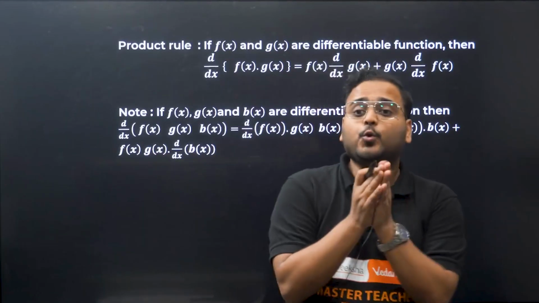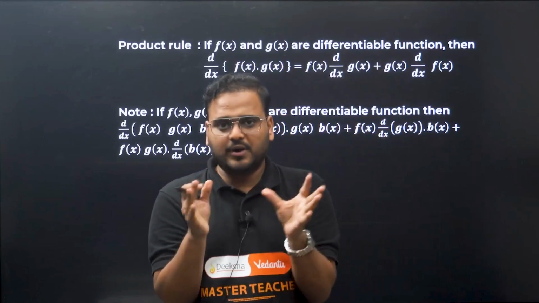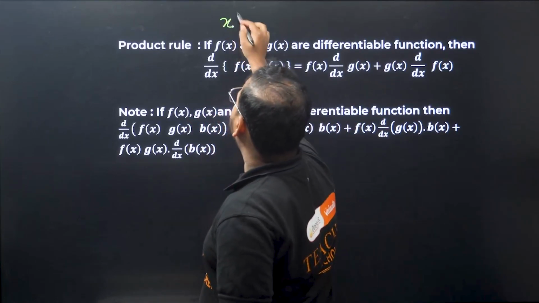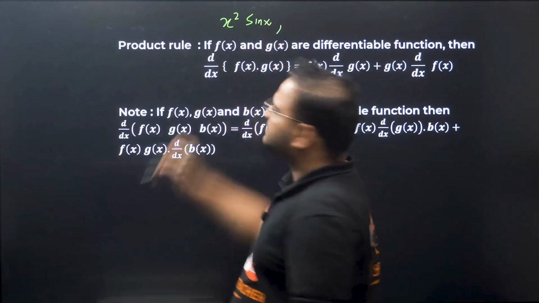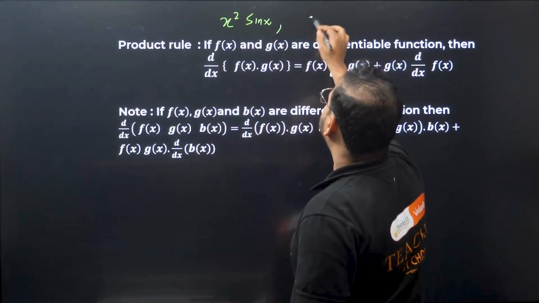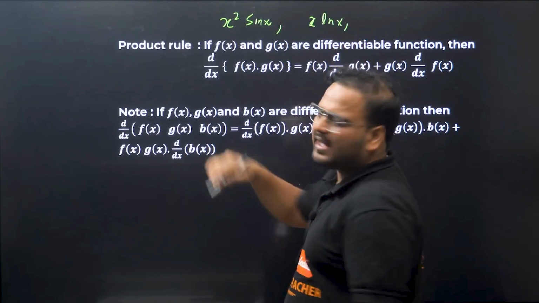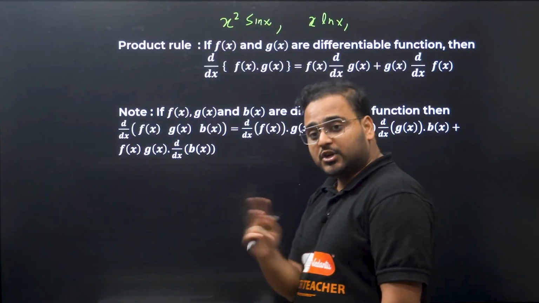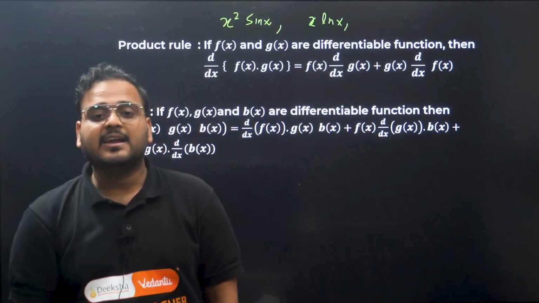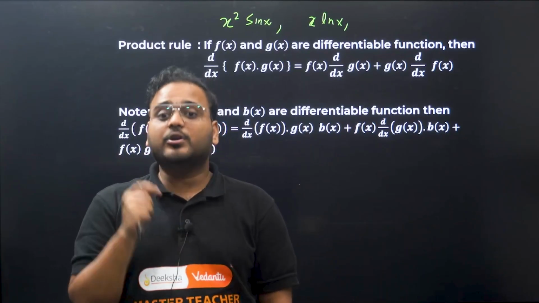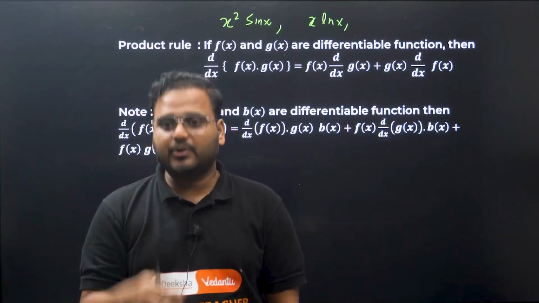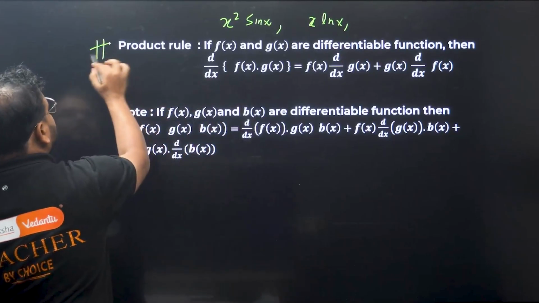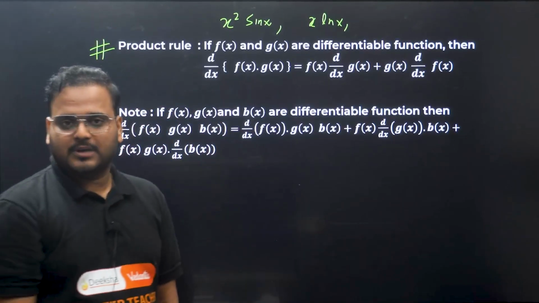Whenever you have two different functions multiplied, I can have x square sin x, I can have x ln x, and so on. You're asked for finding the derivative. How do you deal with those kinds of questions? Simply use the product rule. And how do you use that?